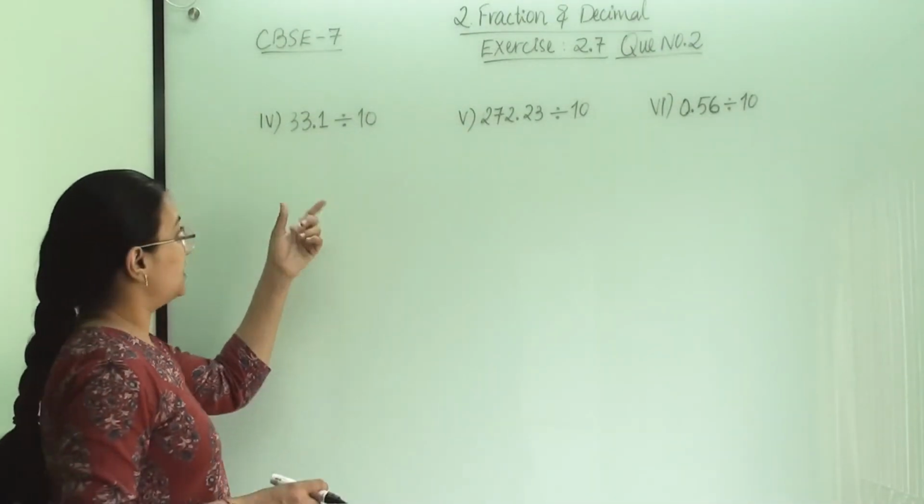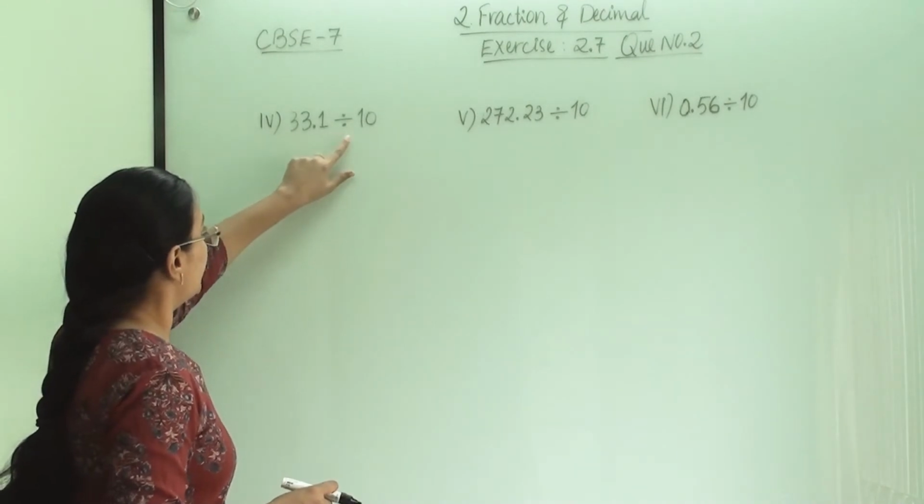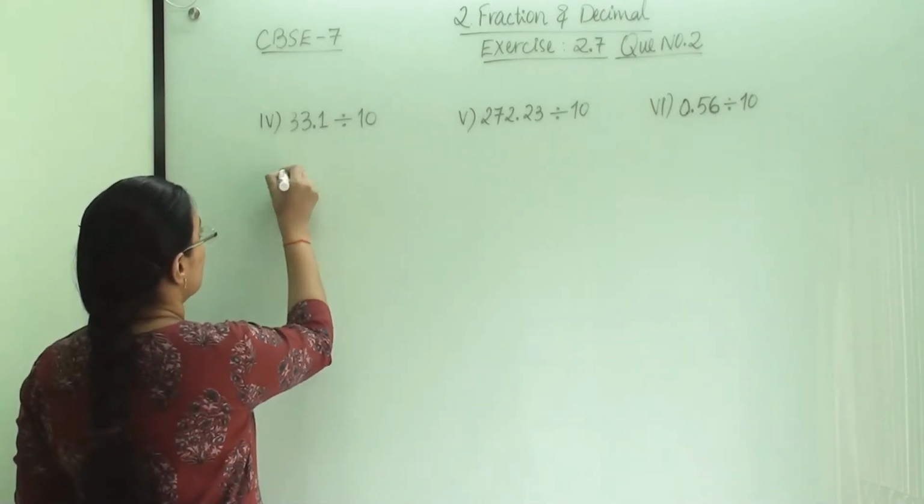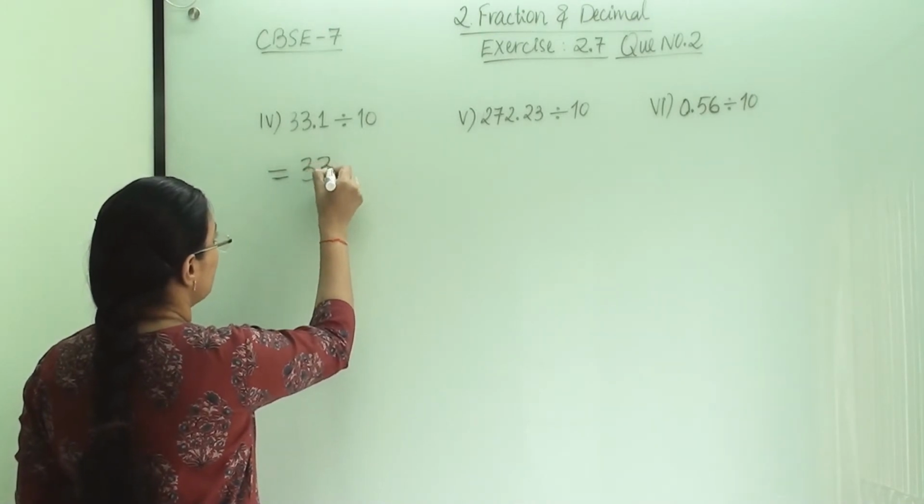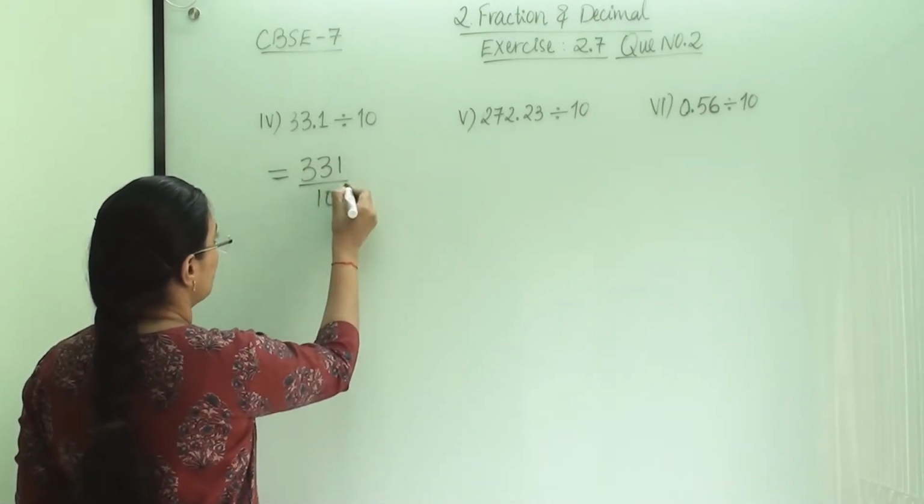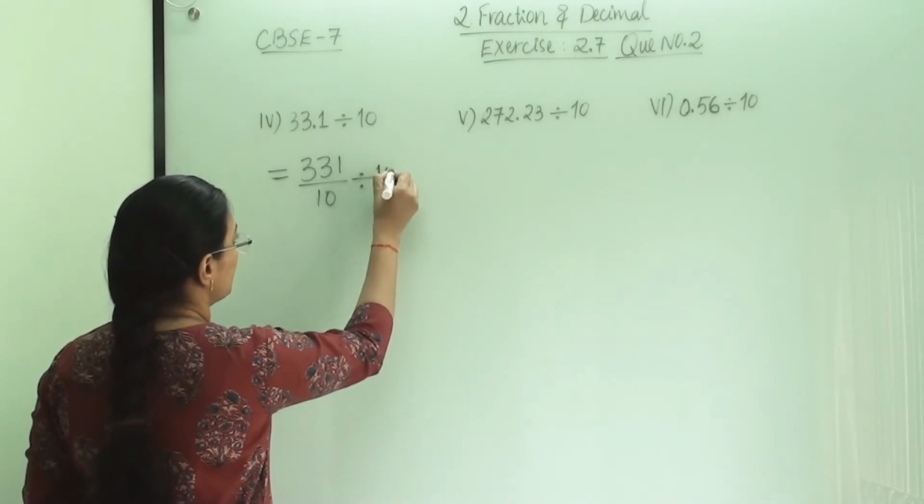So our fourth numerical is 33.1 divided by 10. So let us first convert this into its fraction form, that is 331 over 10, and that too in division again by 10.